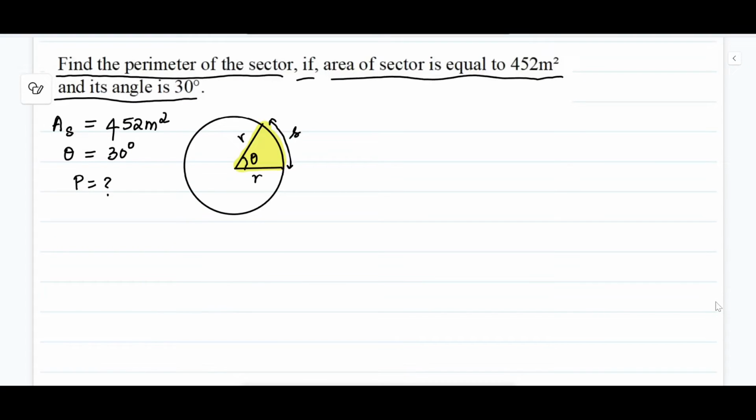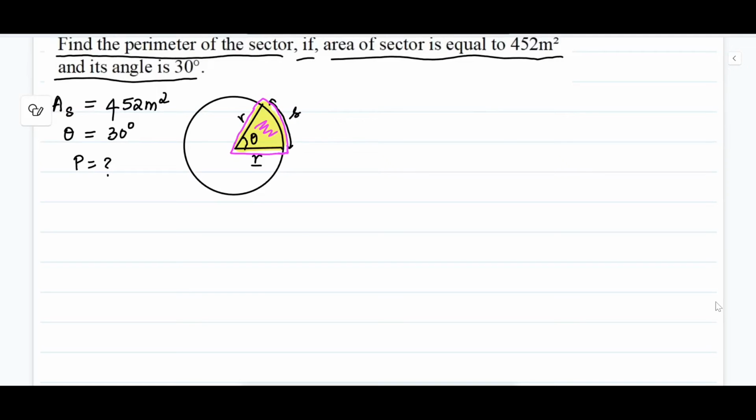Perimeter of any given shape means the measurement of the outline of the given shape. In this case, we have to measure the perimeter of this sector, so it is nothing but the measurement of its outline. Perimeter of a sector is equal to the length of this radius, which is r, plus the length of this radius, which is r, plus the length of this arc, which is s. Therefore, the standard formula for the perimeter of any given sector is 2r plus s.